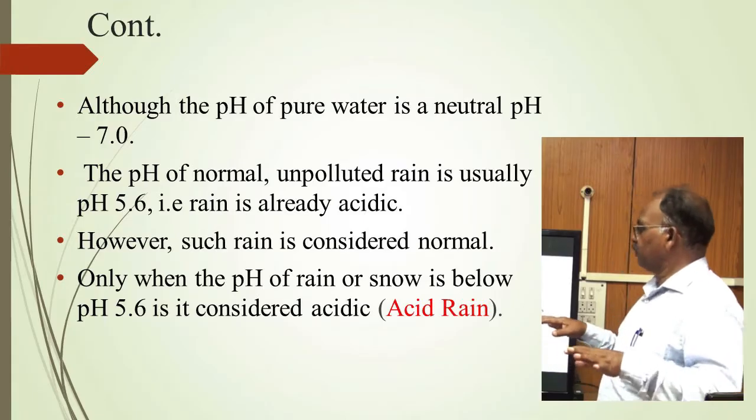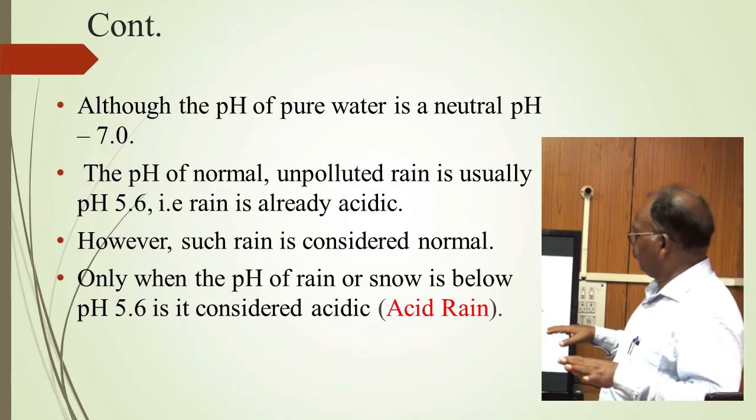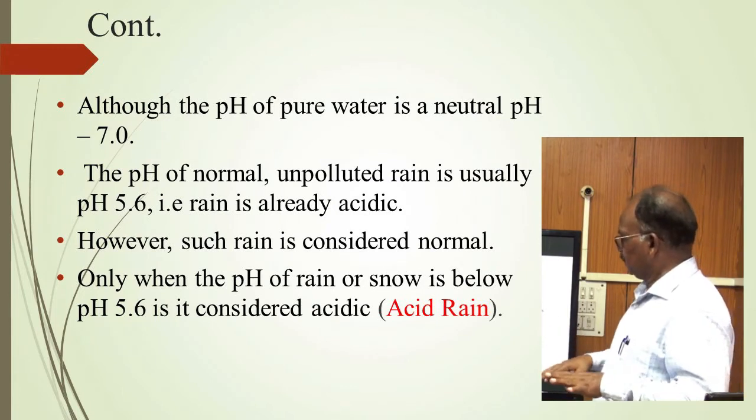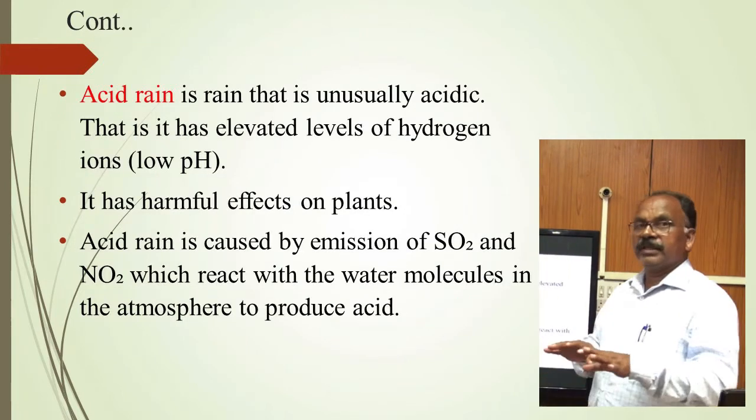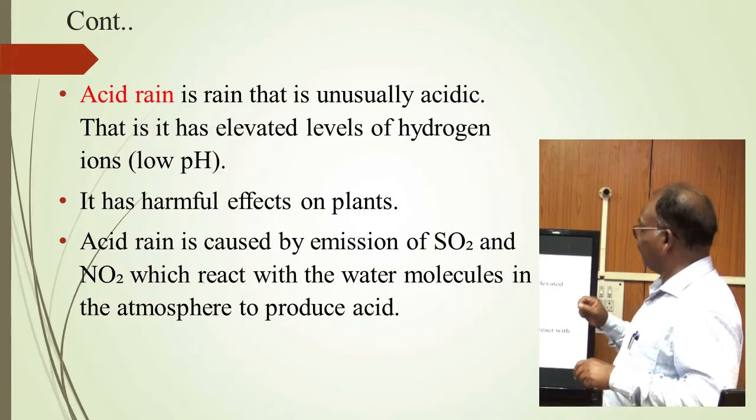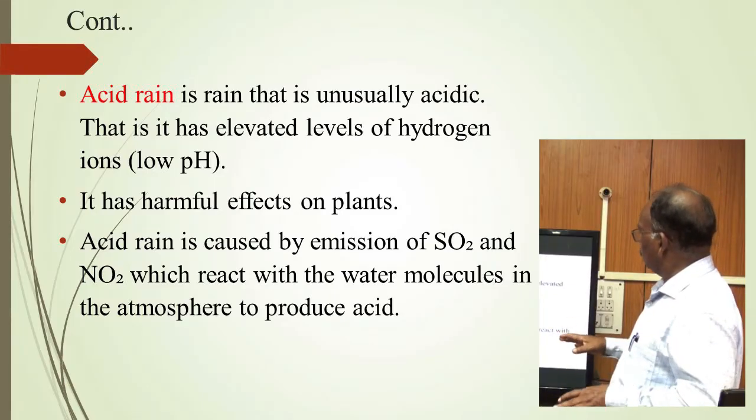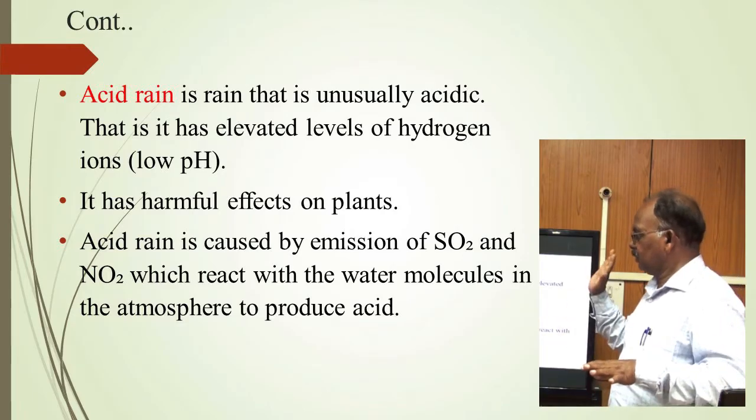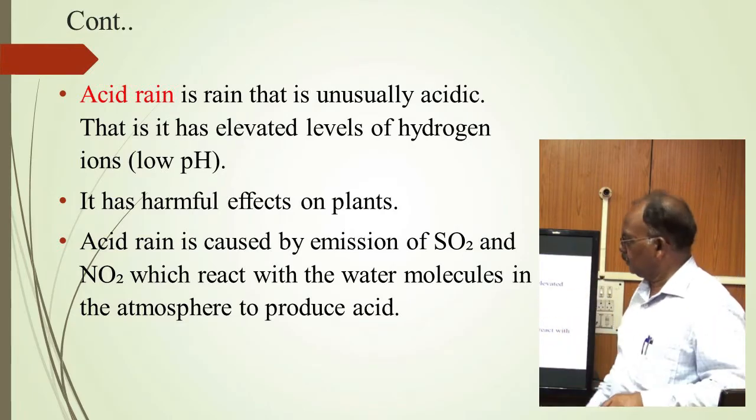Only when the pH of rain or snow is below 5.6 is it considered acidic. That is called acid rain. Acid rain is rain that is highly acidic, that is, it has high levels of hydrogen ions. That means low pH. It has harmful effects on plants.